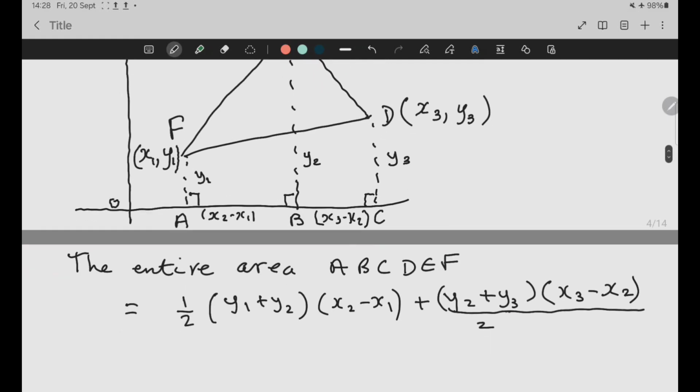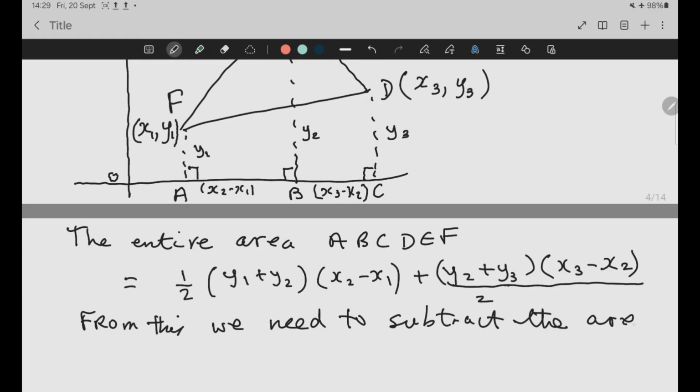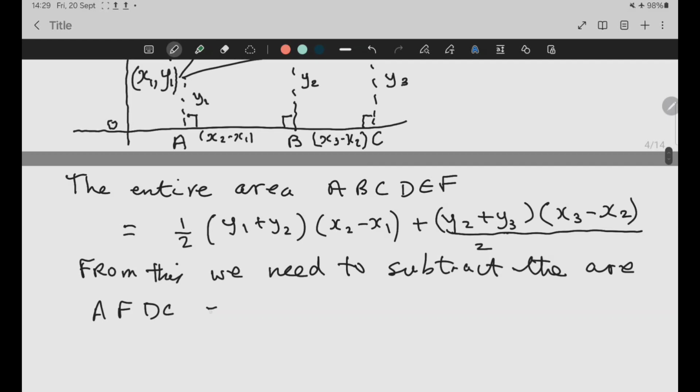And from this, we have to subtract the area designated as AFDC, which again is a trapezium, and its area worked out in the same way will be y1 plus y3 divided by 2 multiplied by x3 minus x1.